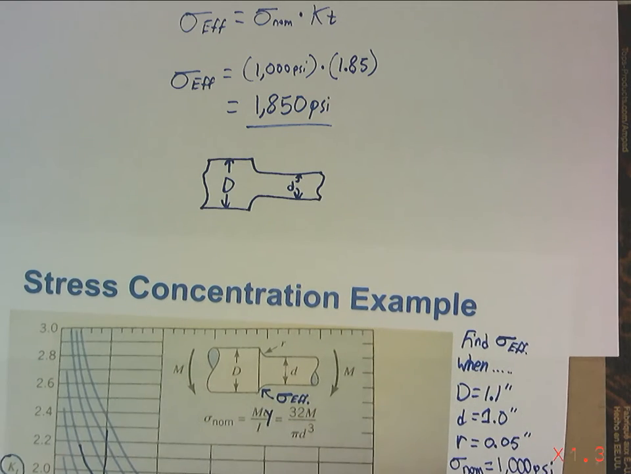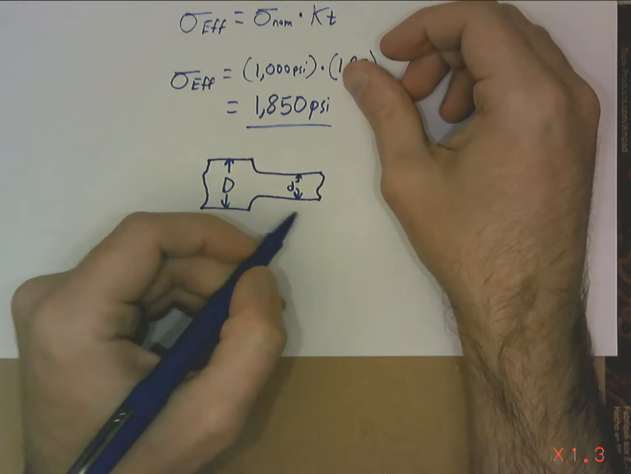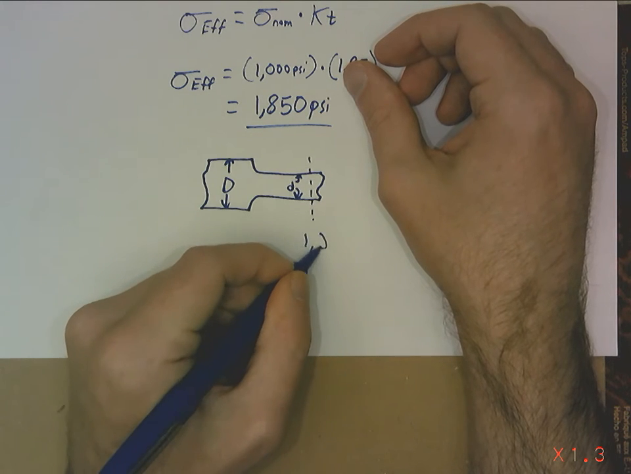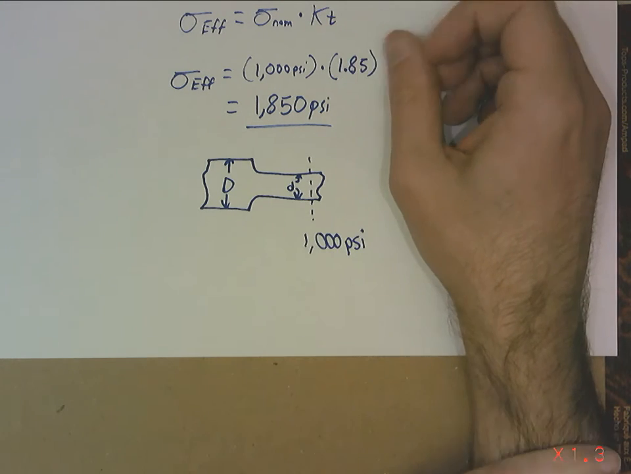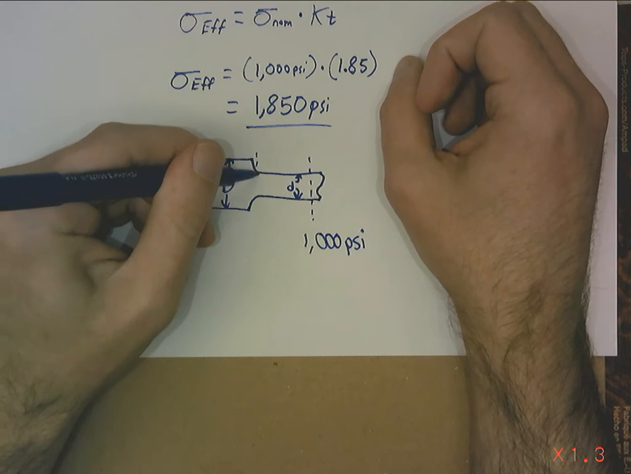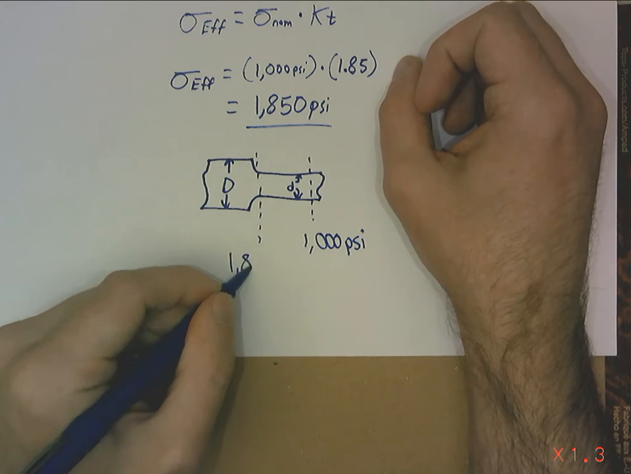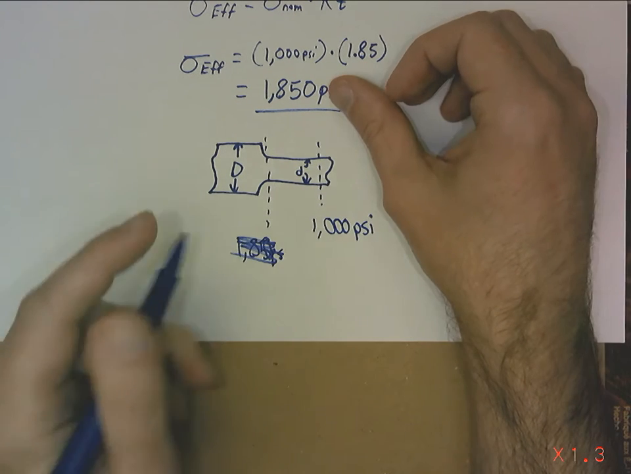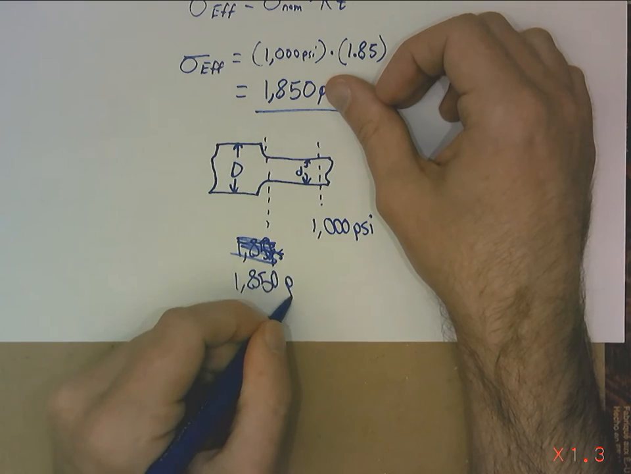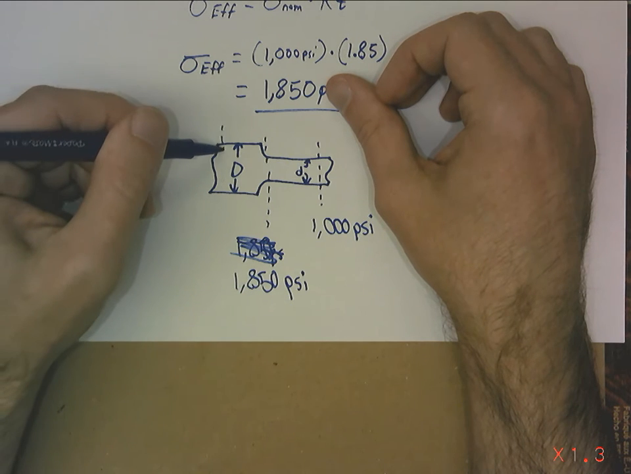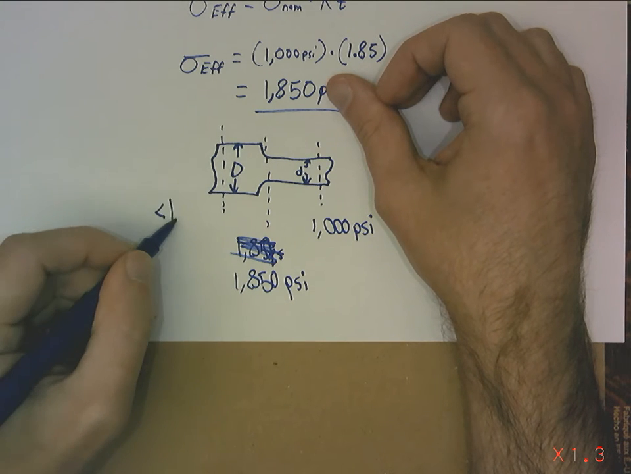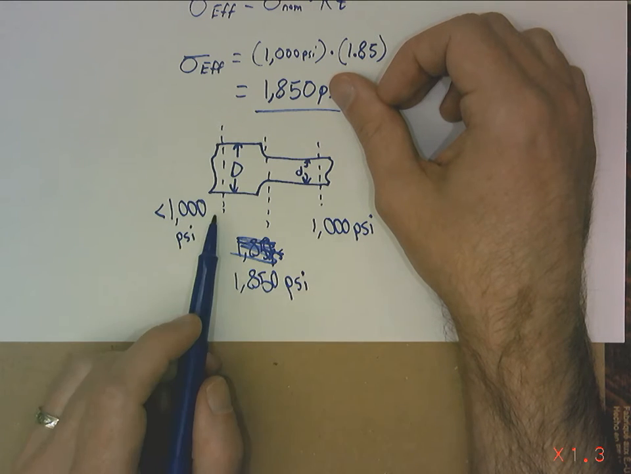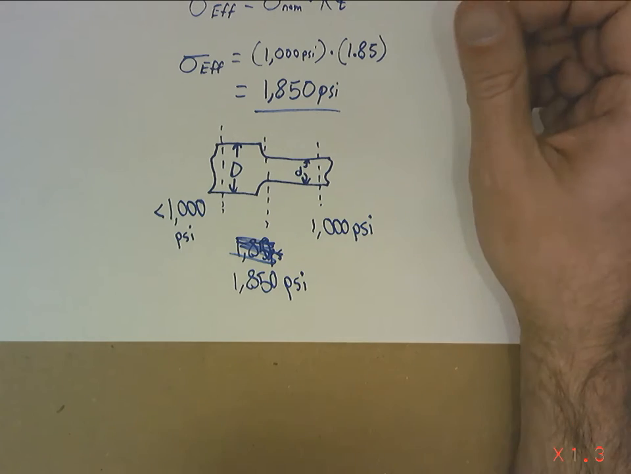alright, so there's my artwork for the day. This can see 1,000 PSI bending stress across it. What do we see right here? We see 1,850, oops, if I can write, 1,850 PSI. What do we see here? I don't know, but it's less than 1,000. Because the shaft with the smaller diameter is 1,000. So the shaft out here with the larger diameter is going to be less.